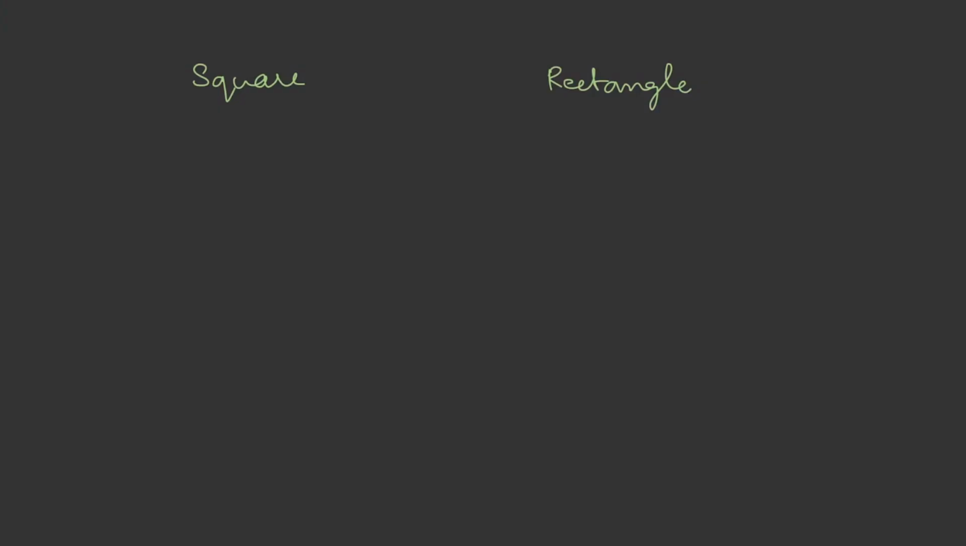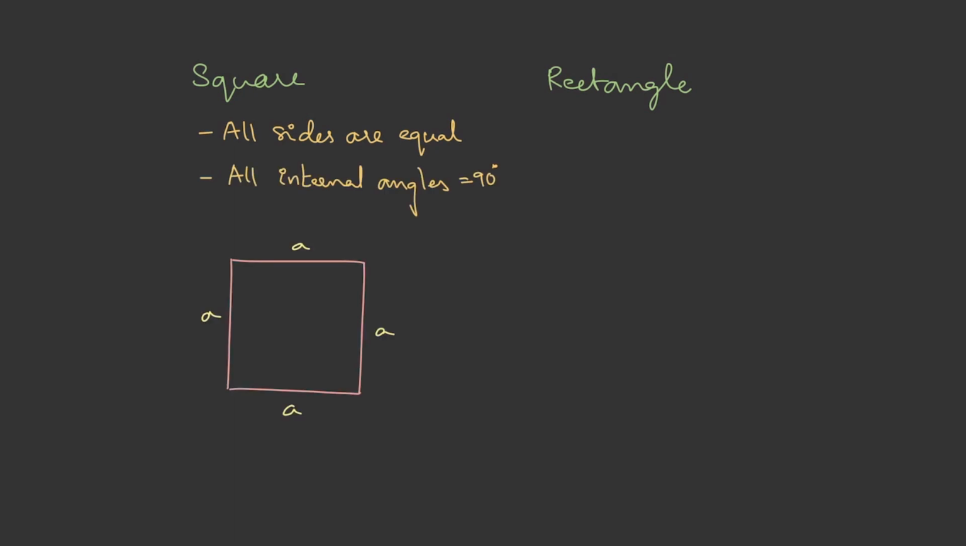For this lecture, let's learn how to calculate area and perimeter for squares and rectangles. In a square, all the sides are equal and all internal angles are 90 degrees. So here is a square where all sides are the same. I am taking it as A. Then the internal angles, this one, this one, this one and this one, all the four angles are 90 degrees.